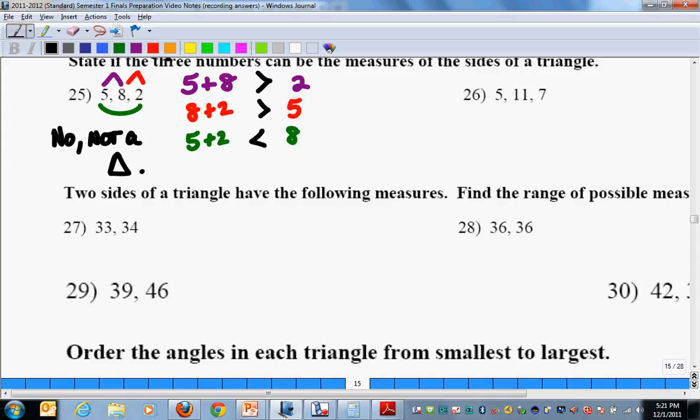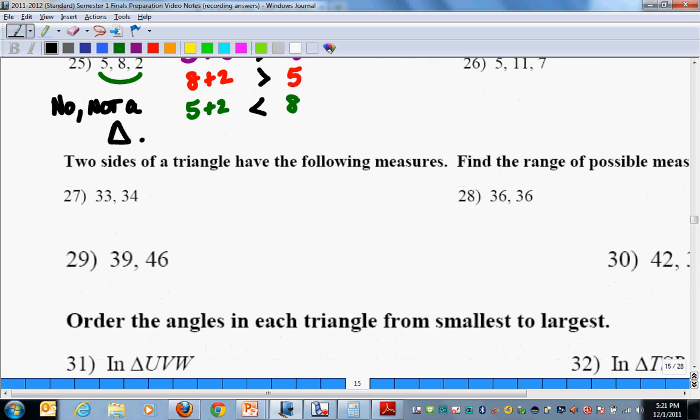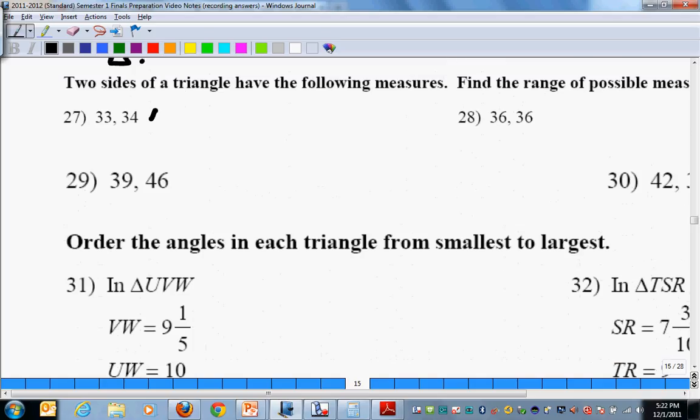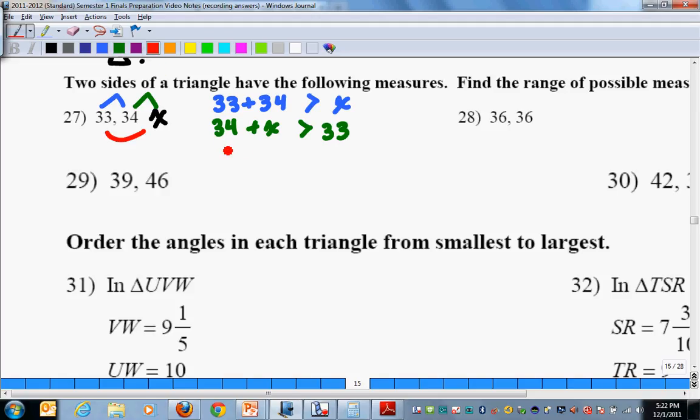Number 27. The two sides of a triangle have the following measure. Find the range of the possible measures. We're going to use the same process, eyebrow, eyebrow, smiley, but we have here an x. So here we're going to do an eyebrow. So we have 33 plus 34 has to be greater than x. And we have this, 34 plus x has to be greater than 33. And then smiley, we're going to do 33 plus x has to be greater than 34.